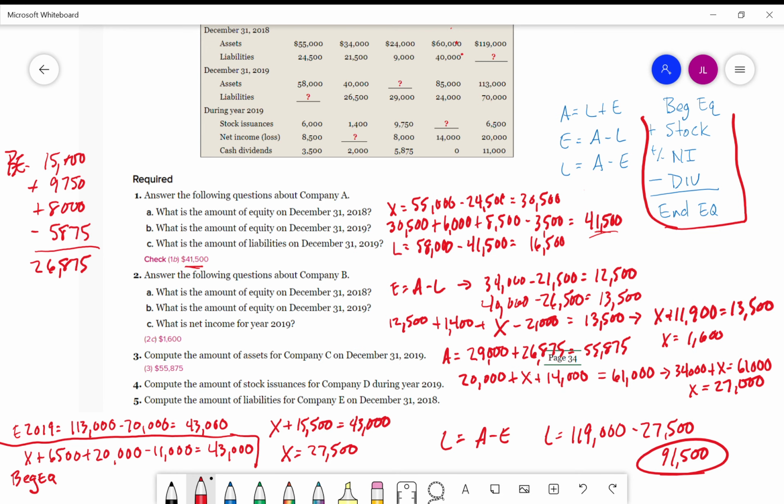Hopefully this helps you see how we calculate these things. As I said, we're using that equation: beginning equity plus stock issuance plus or minus net income minus dividends gives us our ending equity.